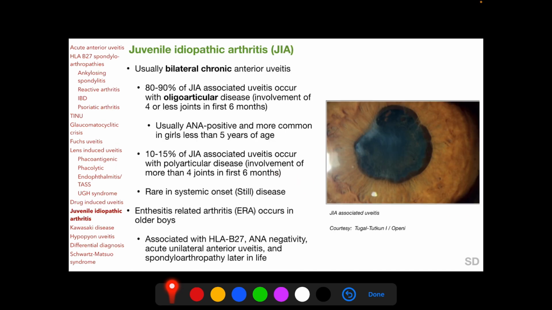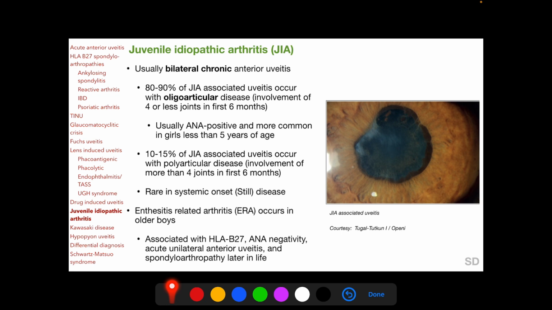Now coming to another very important topic, juvenile idiopathic arthritis associated uveitis. The uveitis associated with JIA is usually bilateral chronic anterior uveitis. 80 to 90% of JIA associated uveitis occurs with oligoarticular JIA, in which there is involvement of 4 or fewer joints in the first 6 months of the disease, and it is usually ANA positive and more common in girls less than 5 years of age. So bilateral chronic anterior uveitis, oligoarticular JIA and ANA positivity are characteristic of juvenile idiopathic arthritis.